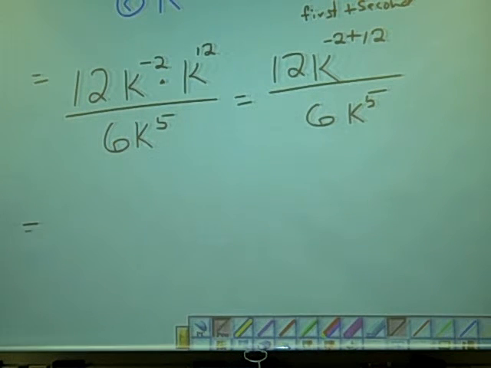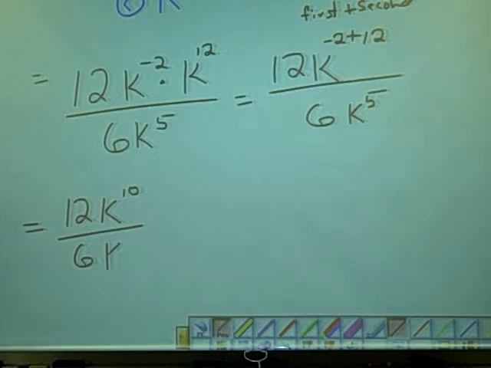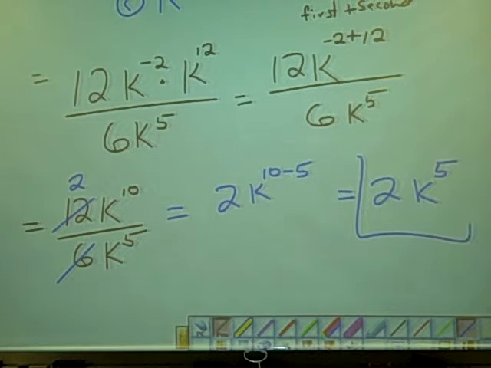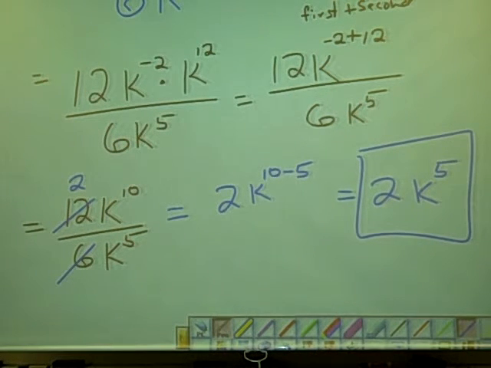And so this becomes 12k to the 10th over 6k to the 5th. And now we know that 6 can go into 12, and that's 2 times. So that would be 2k to the 10 minus 5, right? And we get 2k to the 5th. Alright? Questions with that?